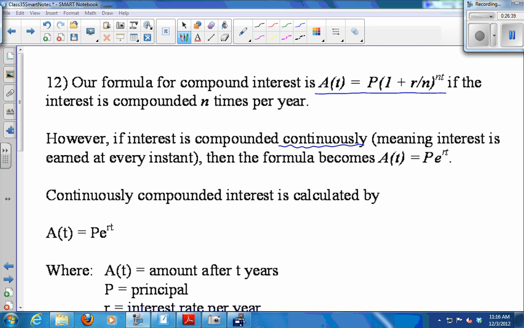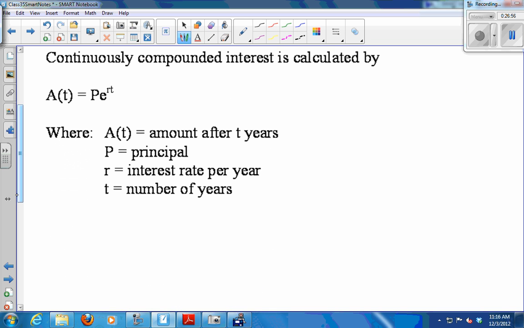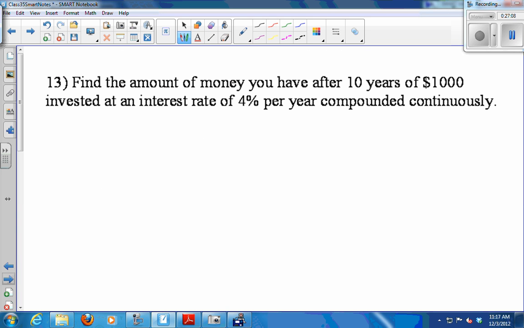So compounding continuously, watch for the word continuously. We have a new formula for that, P e to the rt. Principal times e, which is just that irrational number, 2.7, blah, blah, to the r, which is the interest rate as a decimal, times t. So take a minute, use the formula, find the amount of money you have after 10 years if you invest $1,000 at an interest rate of 4% compounded continuously.